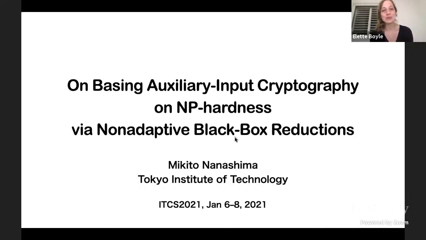So the second talk will be on basing auxiliary input cryptography on NP-hardness via non-adaptive black box reductions. This is work by Mikito Nanashima, and indeed he will be giving the talk. Yeah, thank you. My name is Mikito Nanashima. Today I'm going to talk about this topic.